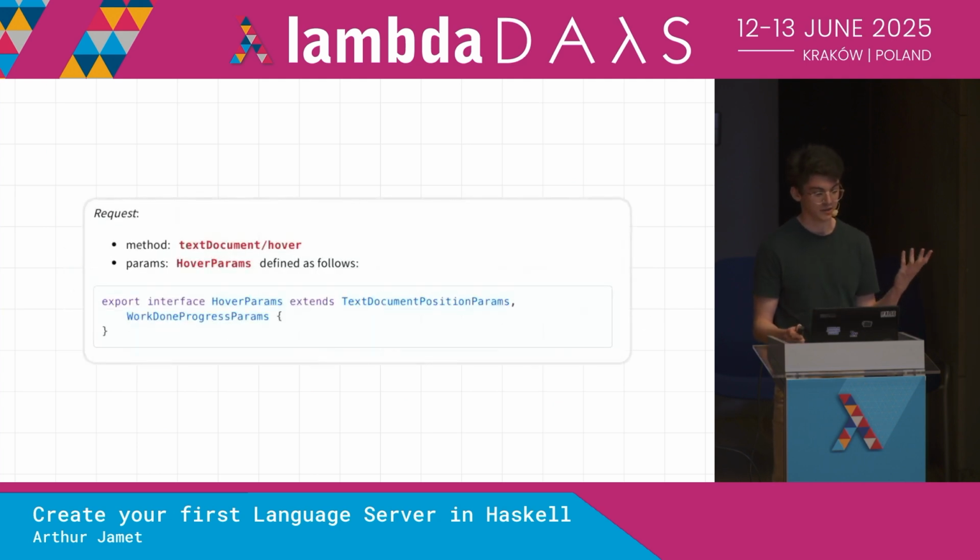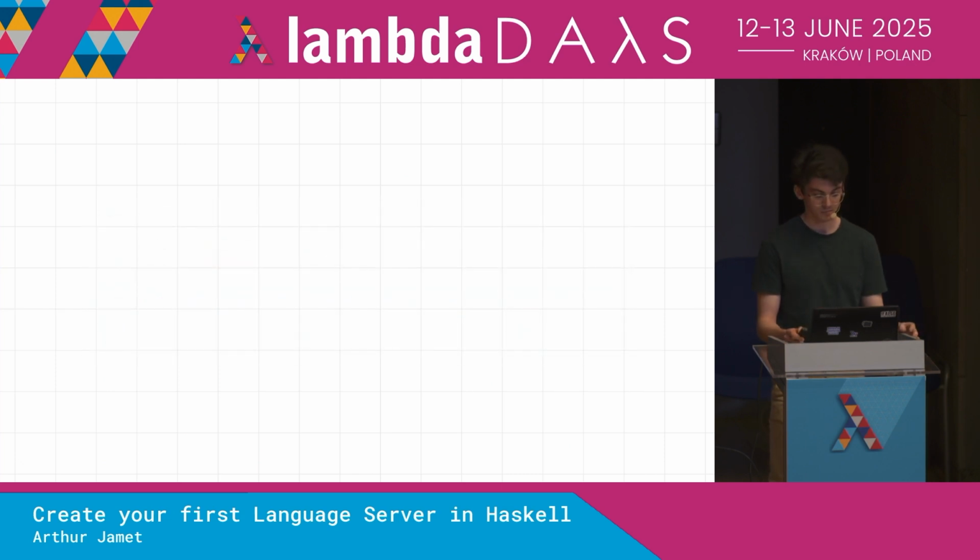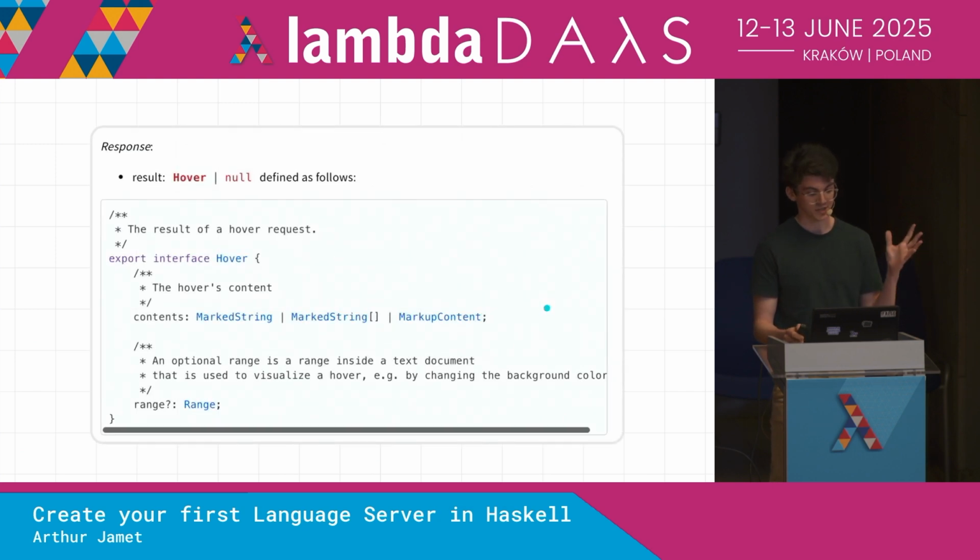This is the kind of data that the client will send to the server. It's basically a text document position parameter along with a work done progress parameter. Basically, it's a file URI, a cursor position, so a row and a column, and a cancellation token. And the server will send back this object, which is the hover object, which basically contains the string that will be printed in the IDE in the hover bubble. Fun fact is that it actually supports Markdown, so you can include media like videos and pictures.